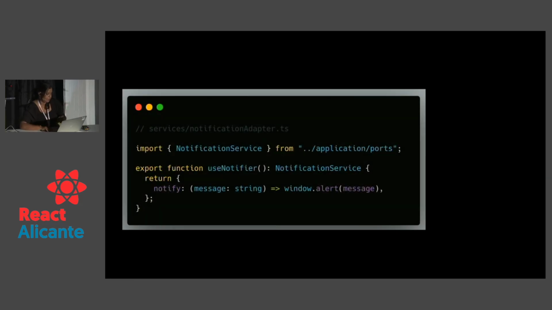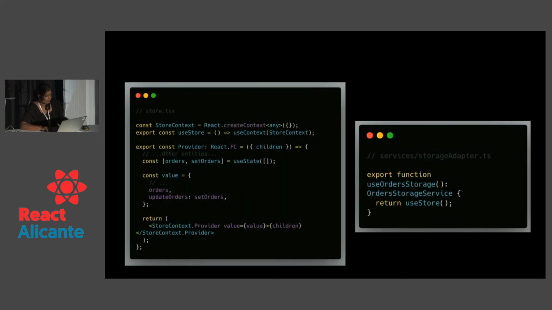And similarly, an adapter for notification services as well. Like, I have used window.alert or any notification service that you are using. And then again, for the store, we can have our storage service, be it context, and we can create a context and pass it to a provider, or can use something else as well, and we can access it by hooks.